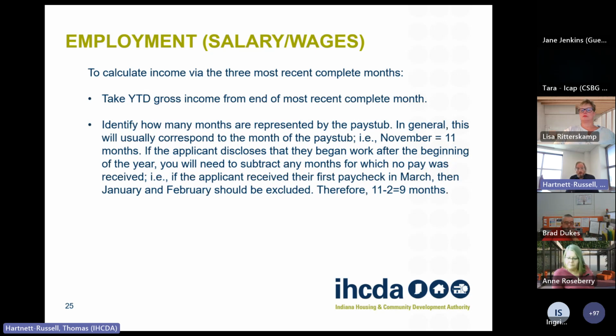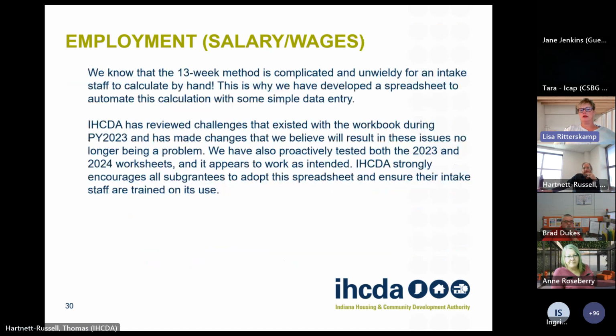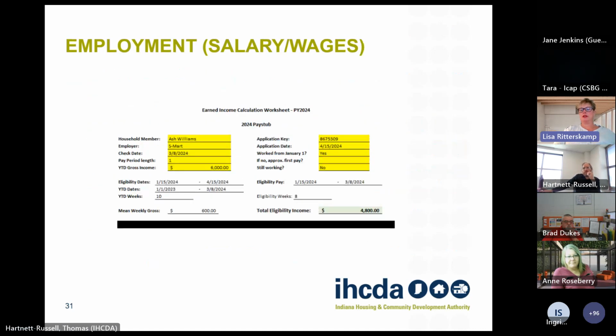Thank you. Lisa Ritterskamp. I just had one point of clarification when you're talking about using a pay stub within the application date. Assuming you can use any pay stub that falls within that 13-week pay period, assuming that they've not quit their job or been fired. In other words, they're still employed there. So I just want to be clear that everybody understands you can't just use anything. You have to be certain that they are still employed there.